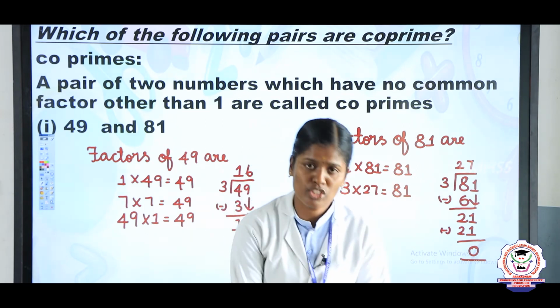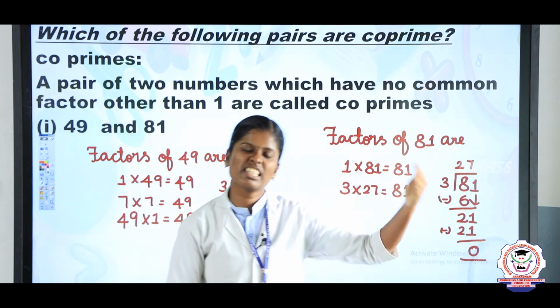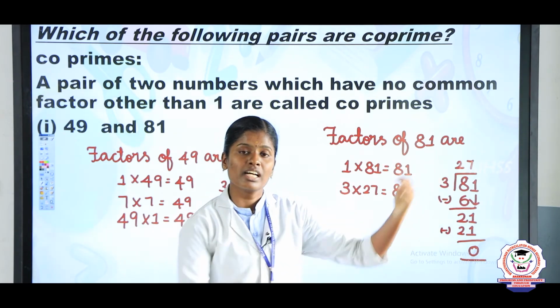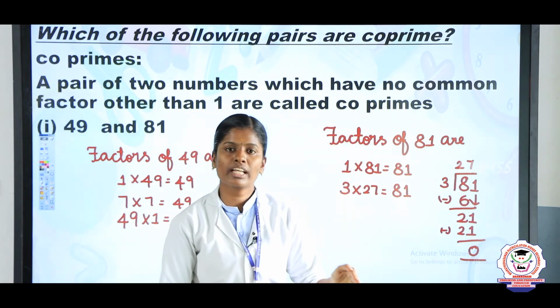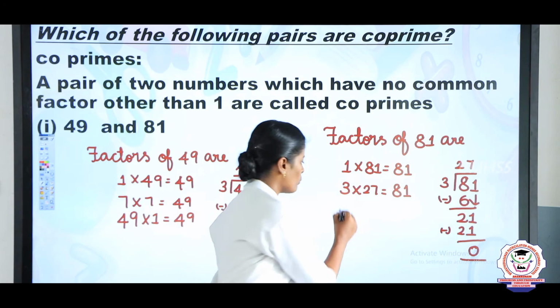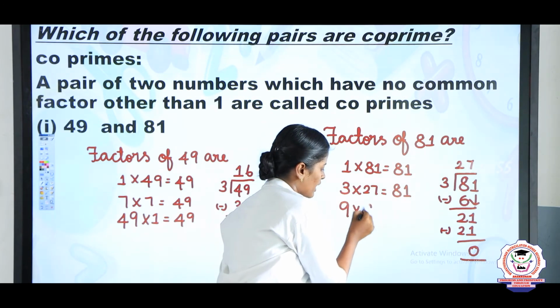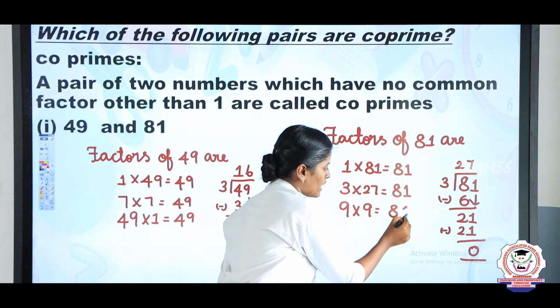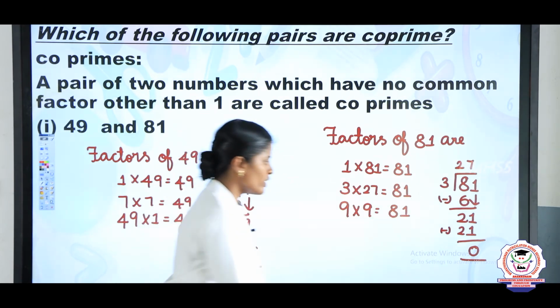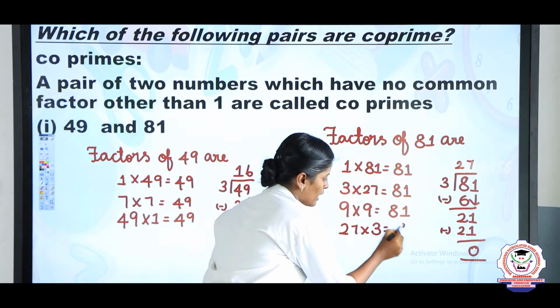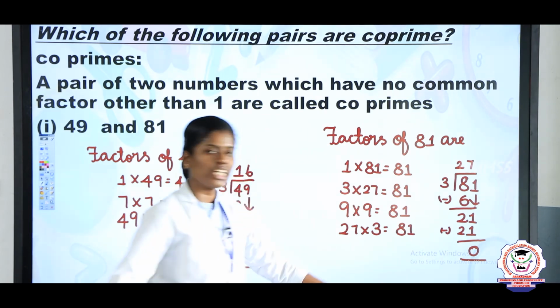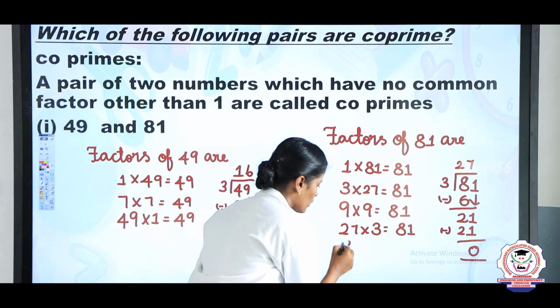The 4 table, 81 is not possible, and 5 table, 6 table, 7 table, 8 table. Finally we will take the 9 table. Does the 9 table have 81? Yes. So how many times? 9 nines are 81. So write the answer. 9 nines are 81. Then we have 27 threes are 81. And finally 81 ones are 81.